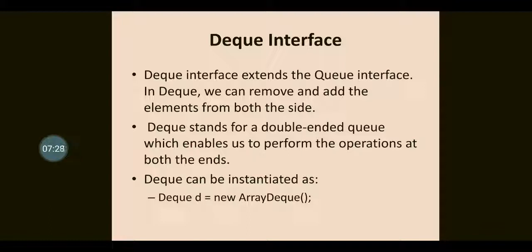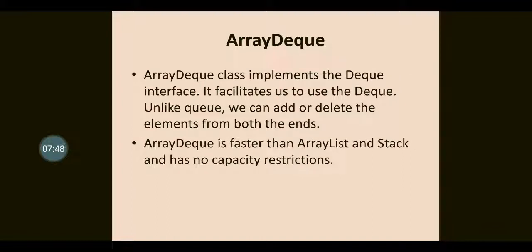It can be instantiated as a DQ followed by the object name equal to new array DQ of. Here array DQ is the implementation class of the DQ interface. So array DQ is the class that implements the DQ interface. It facilitates us to use the DQ, so we can add or delete the elements at both the ends. Array DQ is faster than array list and stack because it has no capacity restrictions.